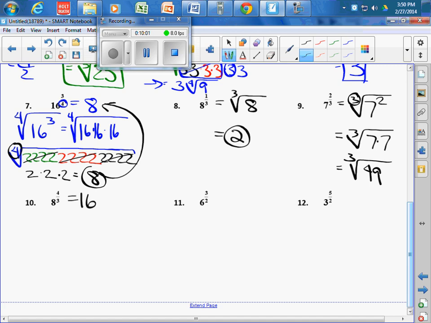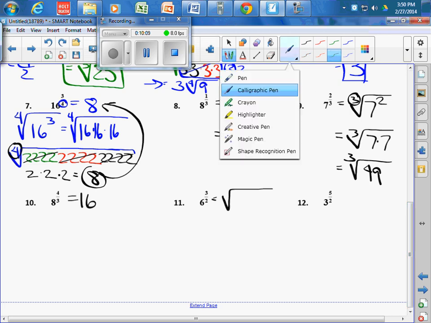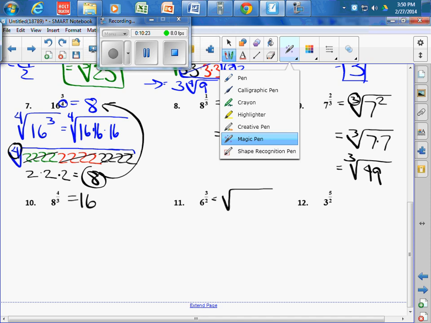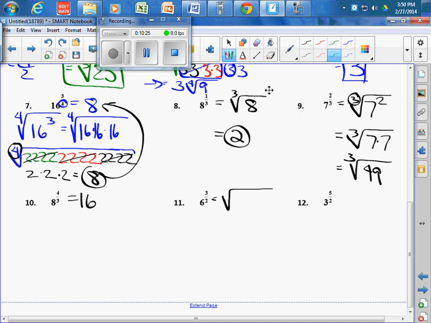Number 11, 6 to the 3/2 power? We're looking for the square root. I'm not going to write the 2. We could write the 2 here, right? But it's not necessary because when we don't write the 2, it's already assumed to be the 2. So we're going to leave it just as the radical, and we're needing 6 to the 3rd power.